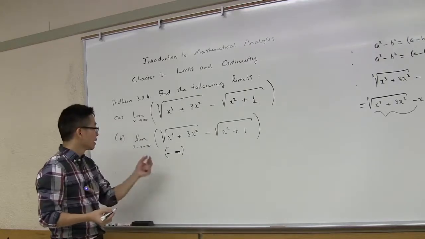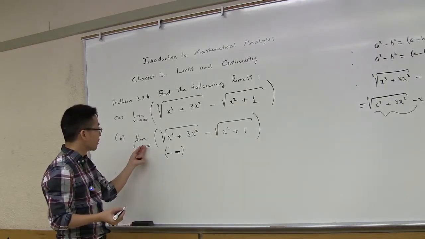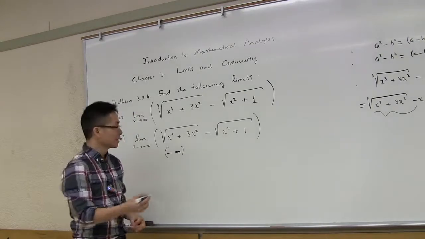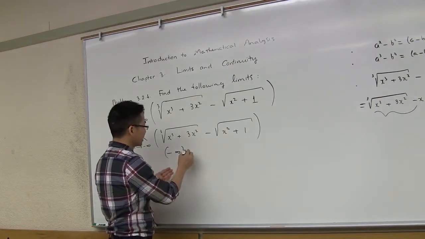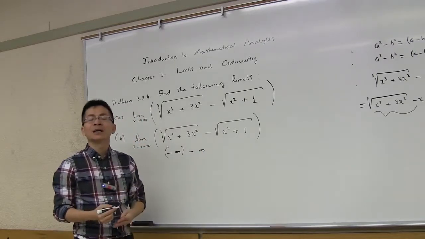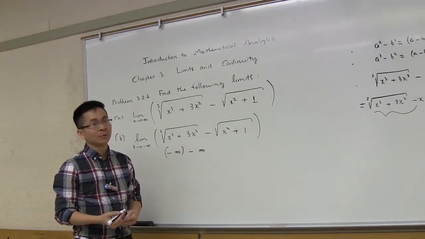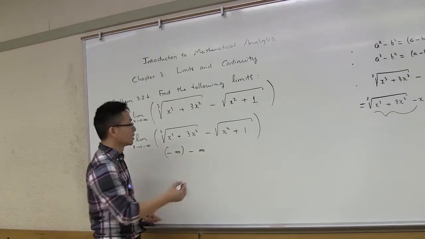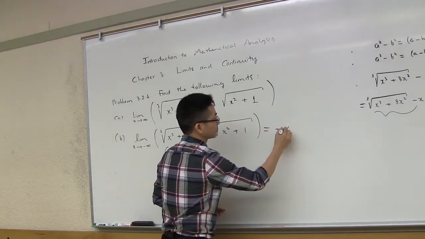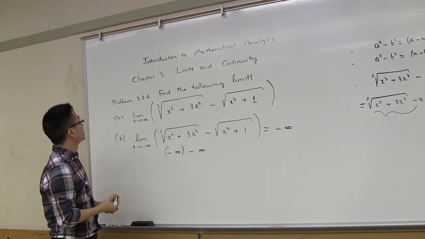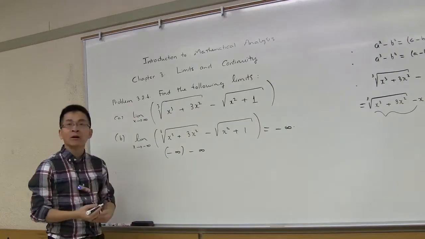And similarly, when x approaches minus infinity, x squared plus 1 approaches infinity. So here we get minus infinity minus infinity. So this is not an indeterminate form. We can write out right away the answer for this limit, that is minus infinity. Right? So we have finished solving problem 3.2.4 from the textbook.